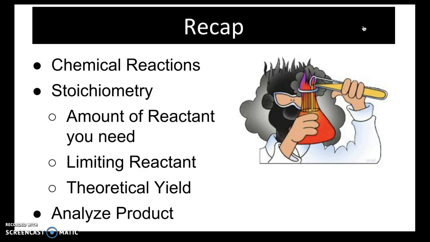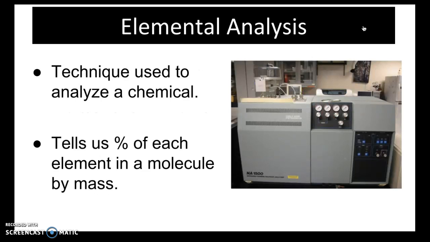Once a chemist has its product, chemists want to analyze the product because you never know, maybe a reaction goes wrong, and you want to make sure your product is pure and that you have what you think you have. So one of the things we do is analyze our product using various techniques. One technique is elemental analysis, and the way that elemental analysis works is it tells us the percent of each element in a molecule by its mass. And here we just have an image of an elemental analysis machine.